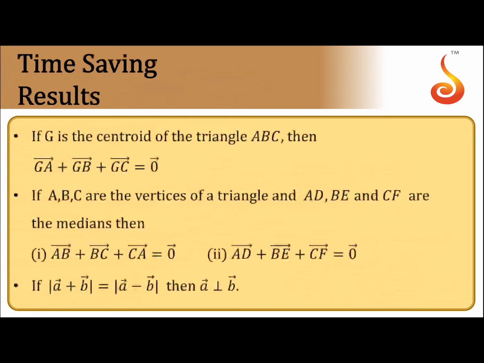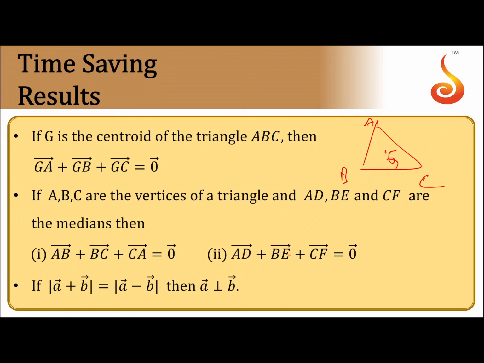Of course, there are some other identities and results which we have. If G is the centroid of the triangle ABC, then the sum of the vectors GA plus GB plus GC, taken in that particular order, is equal to 0.